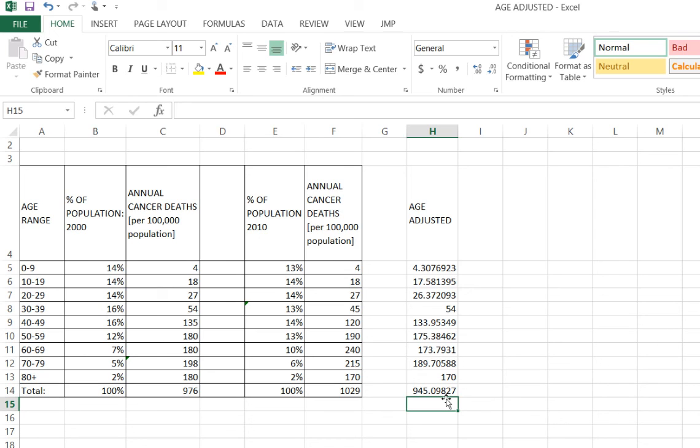So because cancer is a disease of old age, adjusting cancer incidence and death rates by how the population age distribution has changed over time is super important to making sure we're seeing the correct trends in our data.